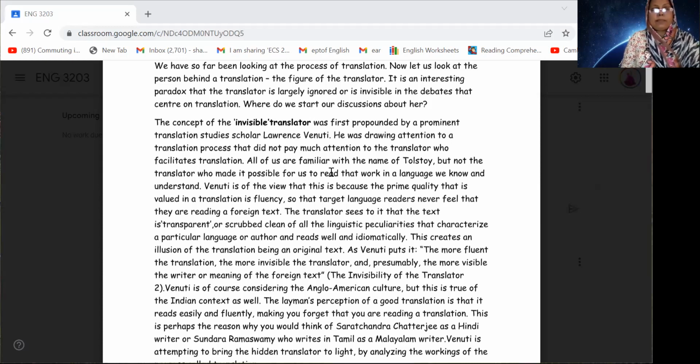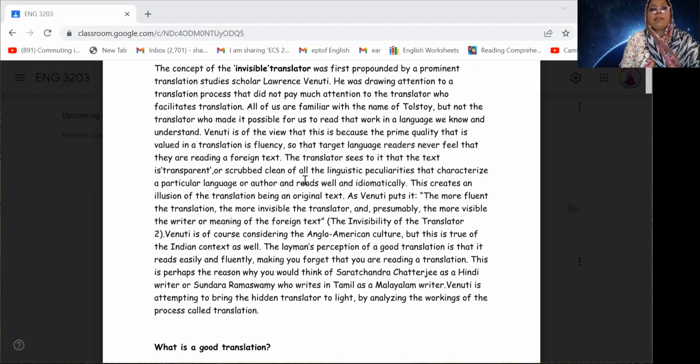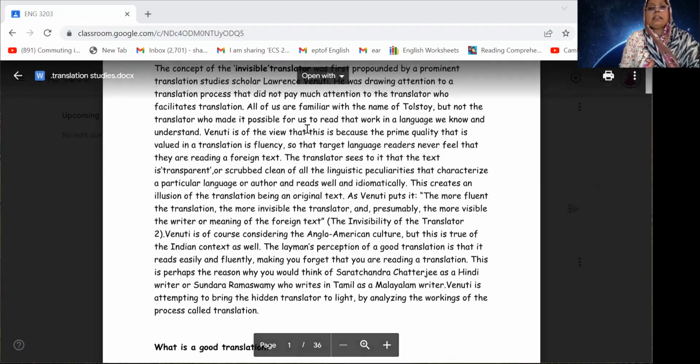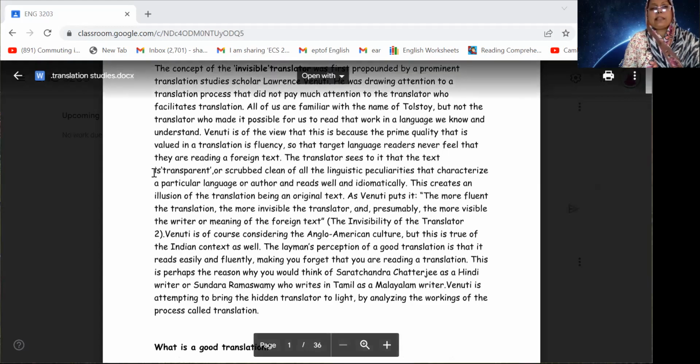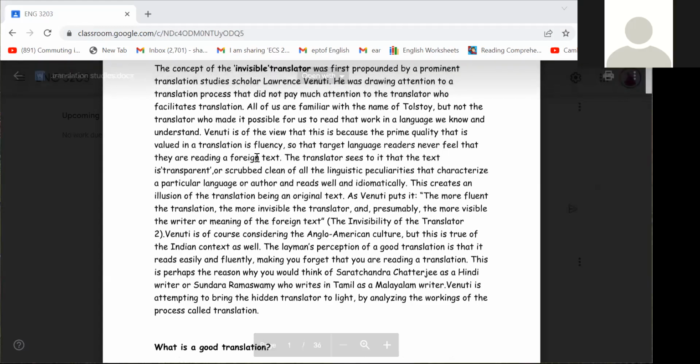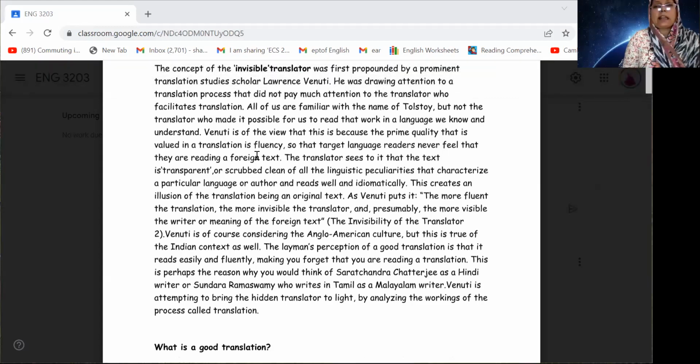Venuti is of the view that the primary quality that is valued in a translation is fluency, so that target language readers never feel that they are reading a foreign text. So in making translation, there should be fluency, so that target language readers will not understand that it is a foreign text.